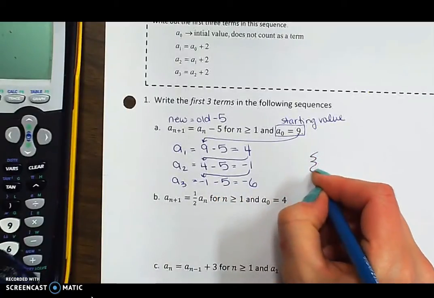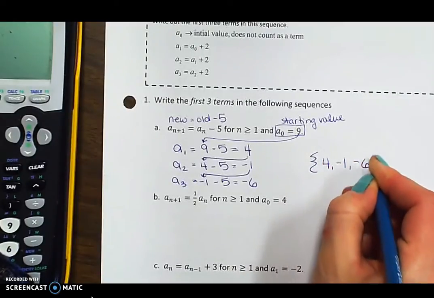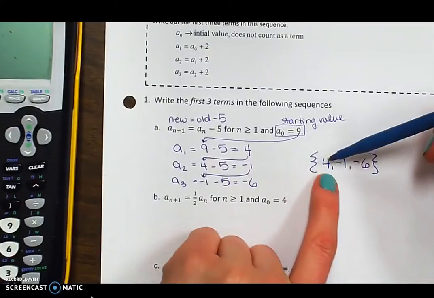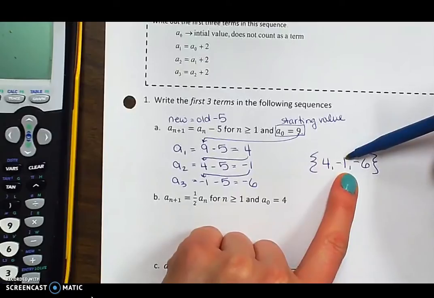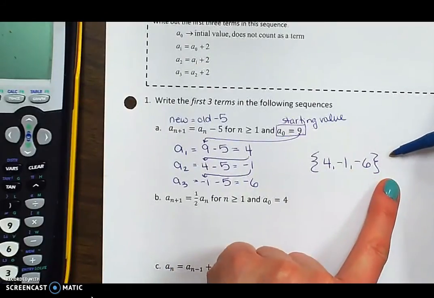So the first 3 terms in this sequence are 4, negative 1, and negative 6. What we're doing is taking the 4, subtracting 5, and we get negative 1. Subtract 5 again, we get negative 6. Subtract 5 again, the next one would be negative 11.